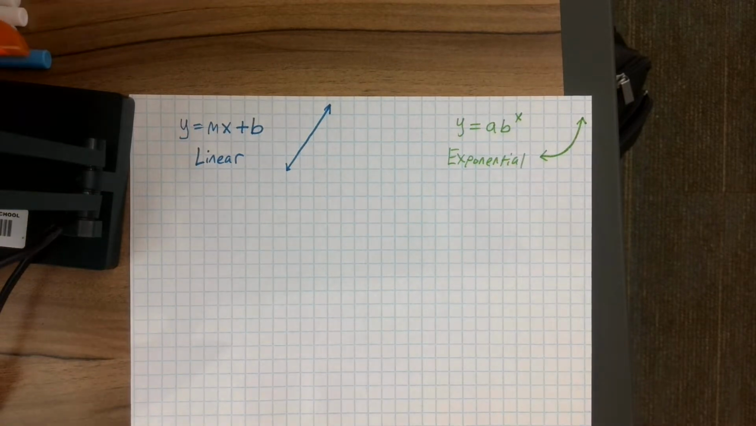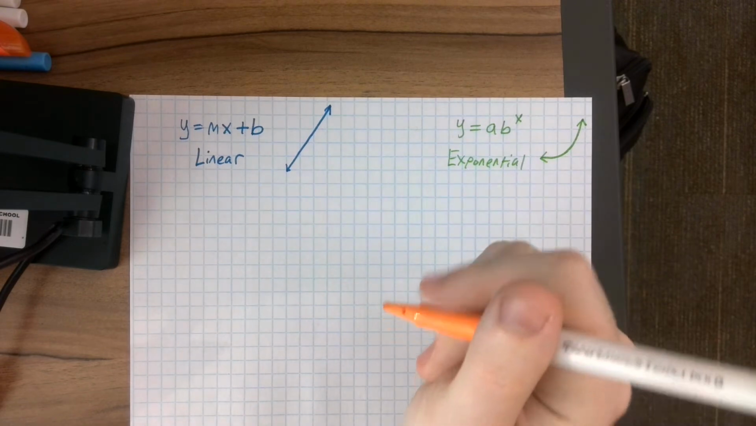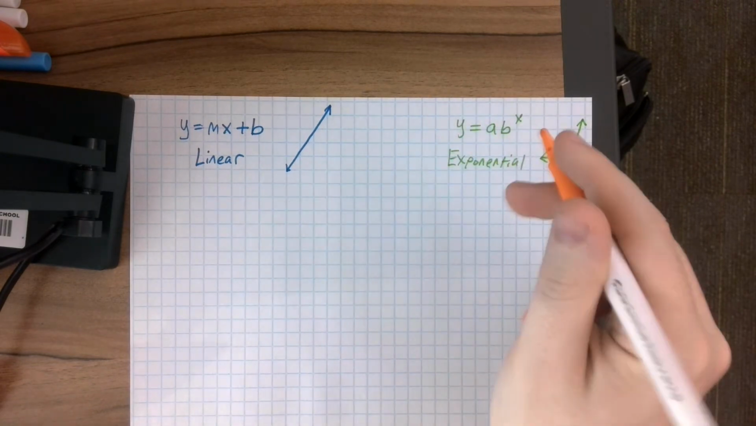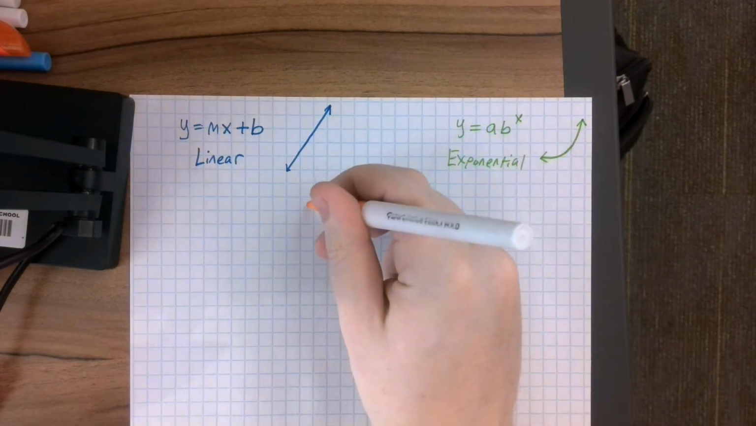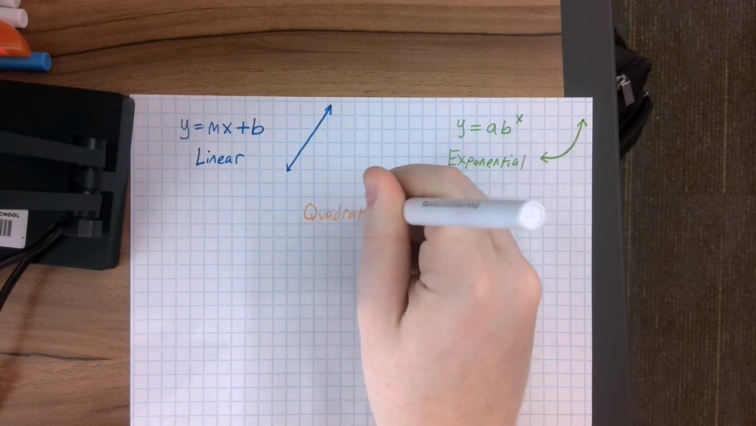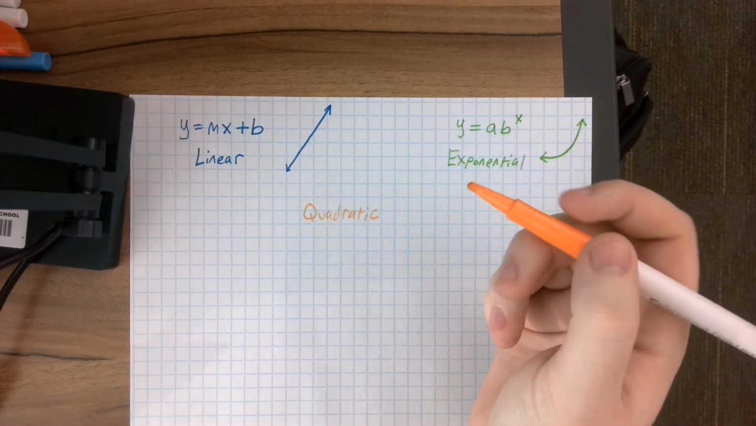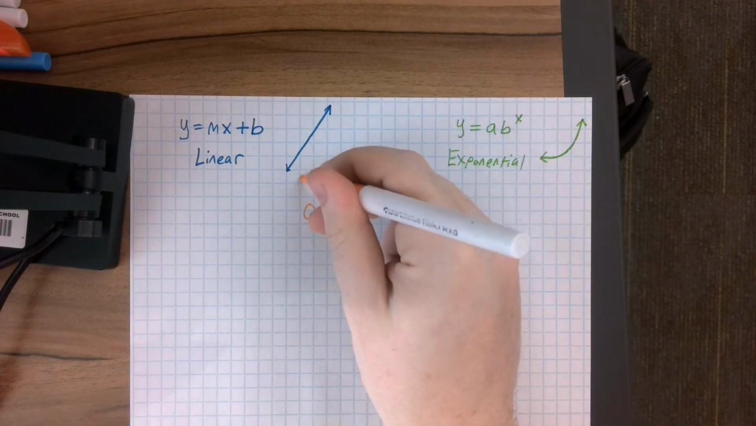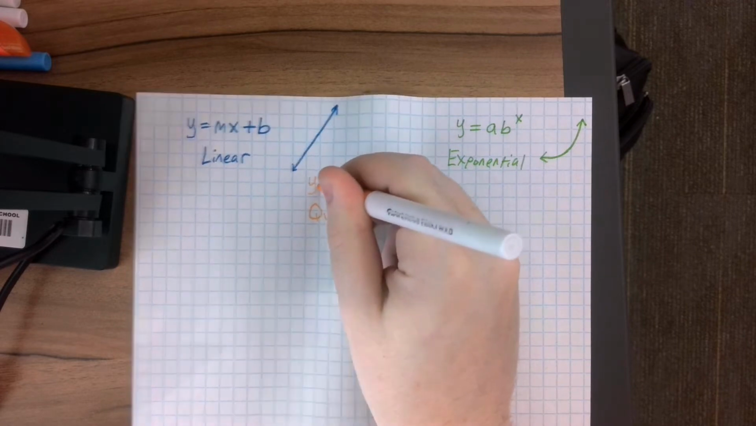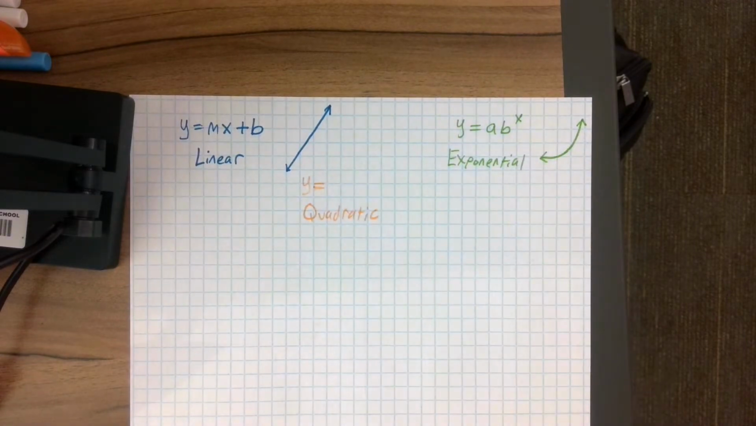Today, we are going to be learning the third one. But I'm only going to tell you the name. I'm not going to tell you the equation. I'm not going to tell you what it looks like. That's what we're going to be doing together. The one we're learning today is called a quadratic function. I'm not going to tell you what the equation is just yet, and I'm not going to tell you what it looks like. That's what we're going to figure out together.